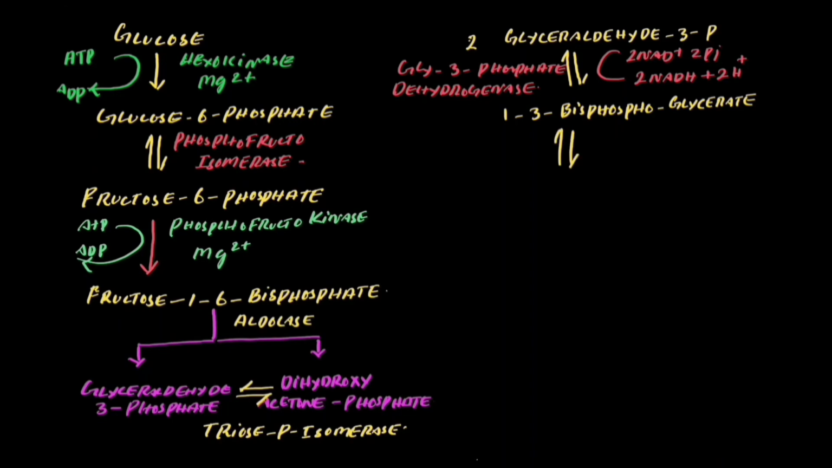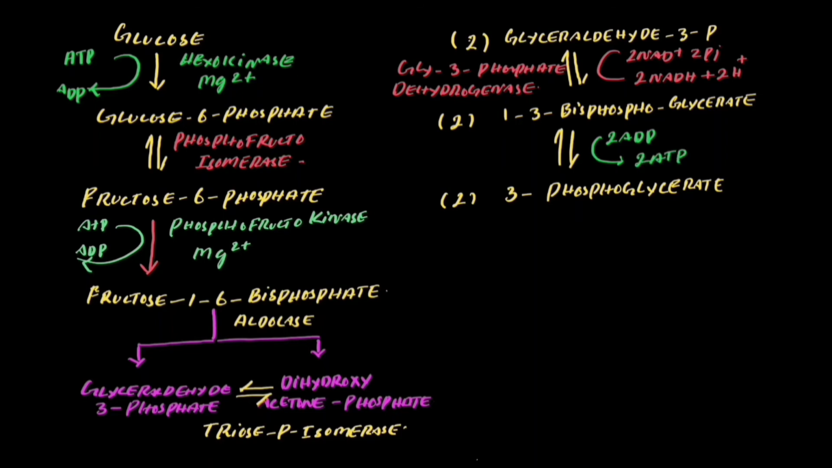In this step, high energy phosphate group is transferred from 1,3 bisphosphoglycerate to ADP. The formation of ATP is referred to as substrate level phosphorylation because the phosphate donor is 1,3 bisphosphoglycerate. This reaction is catalyzed by an enzyme called phosphoglycerate kinase. This reaction is reversible.